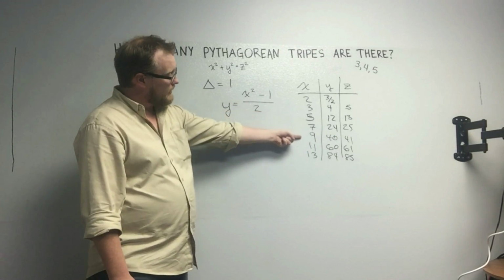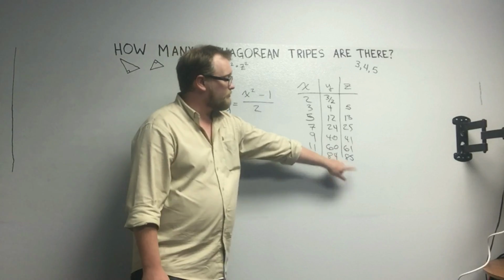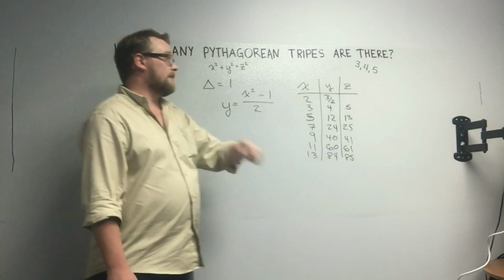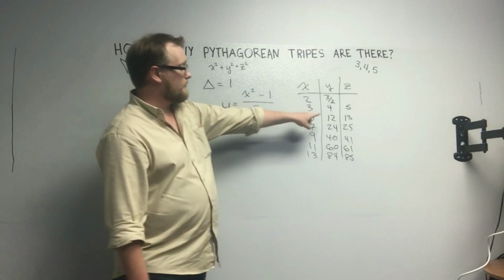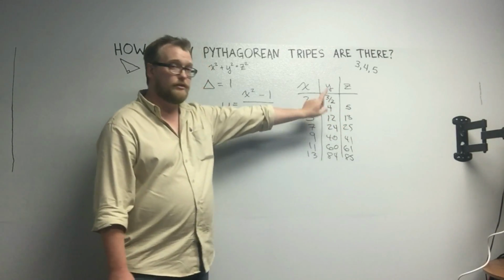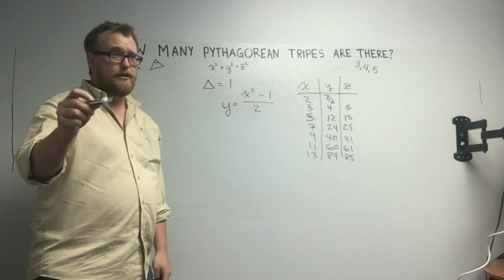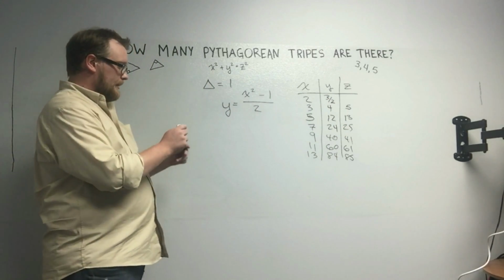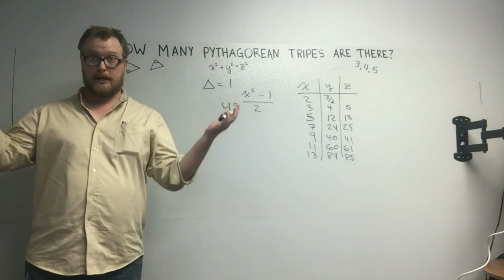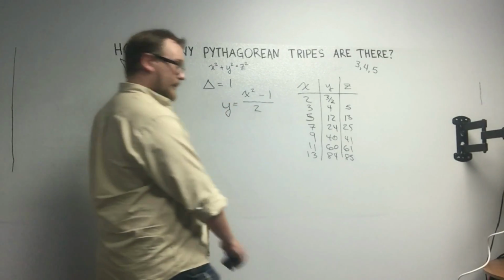And you can see right here that it'll always produce primitive Pythagorean triples because delta is 1. Meaning that the distance between z and y is always 1. So the coefficient is always going to be 1. Okay, so that seemed pretty simple. There's an infinite number. Are there more than that? Well, I don't know. Let's find out.